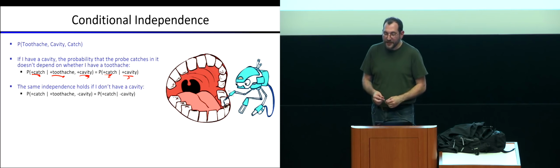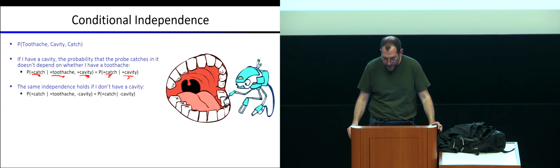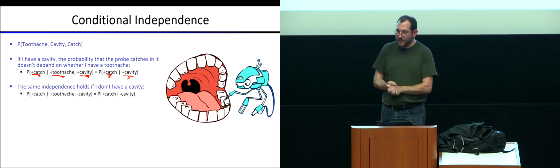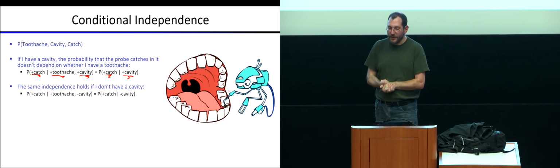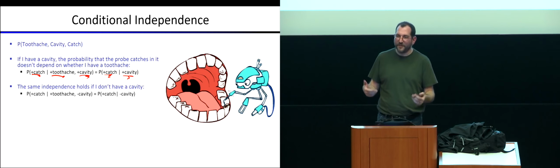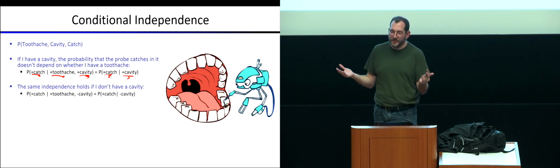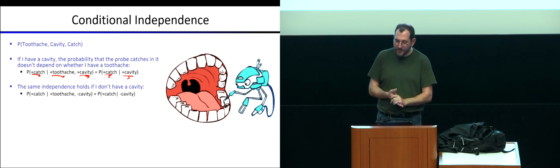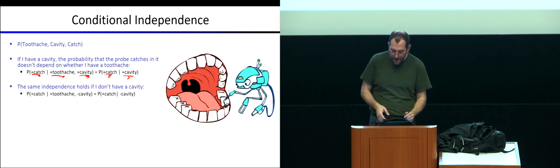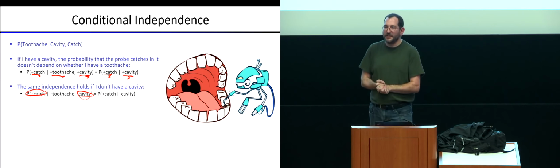Now, that same independence would have to hold even if you don't have a cavity. If I don't have a cavity, there's some probability that the probe will catch anyway. Now, the question is, what's the probability that the probe will catch if I don't have a cavity, but for some reason I'm experiencing tooth pain? Well, you don't have a cavity, so who knows why you're experiencing tooth pain, and you might make the assumption that those conditional probabilities are the same. This basically means that once you know about cavity, you know all you need to about catch, and the toothache doesn't matter anymore.